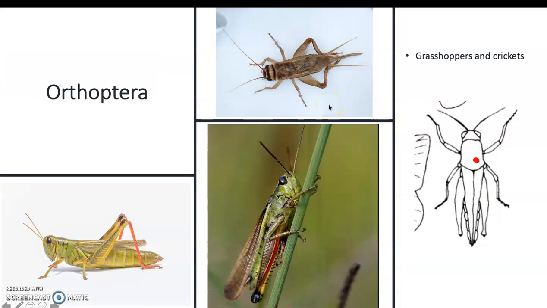Then the last order we're talking about today is Orthoptera, which includes crickets and grasshoppers, and you will also pin the cricket or grasshopper through the center of the thorax a little bit to the right side. All right, everyone. Perfect. So that is how you pin specific orders.